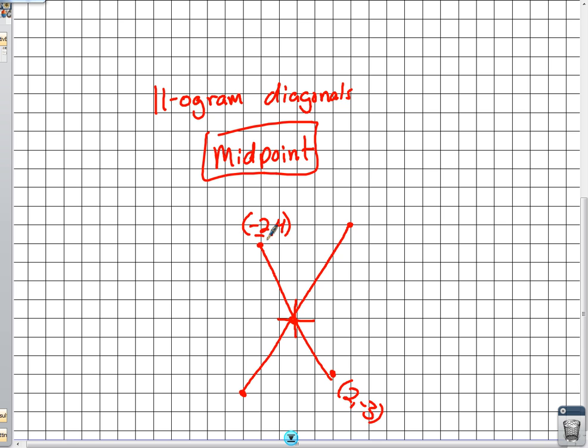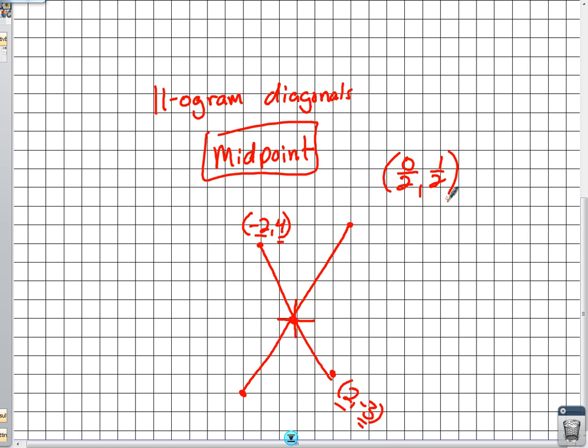To find the midpoint, you add your x's and divide by 2. You add your y's and divide by 2. 0 divided by 2 is 0. 1 divided by 2 is a half. So that would be B, 0, 0.5.